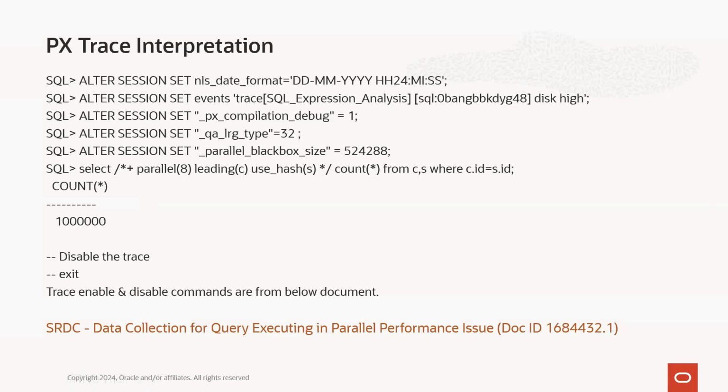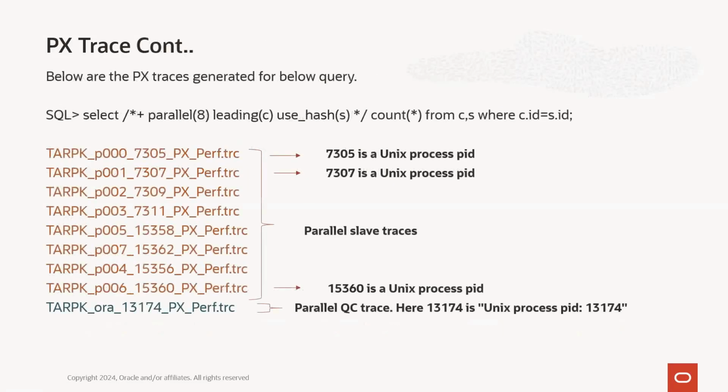Once the trace is enabled and we capture the required query, the trace can be disabled. The commands can be found in the document mentioned there. When the trace is disabled, we can see the number of traces generated for the particular query. How can we identify these? In case of session level, we can give trace identifiers, our own way of identification, so that it will be easily identifiable.